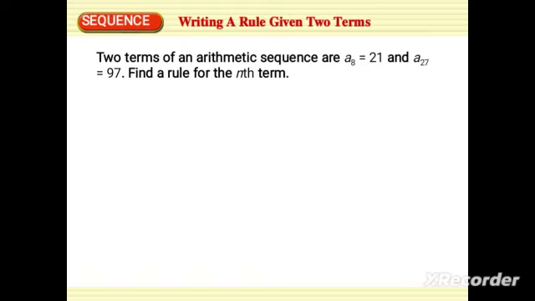Well, let's move to another concept. Writing a rule given 2 terms. We want now to write the nth term when we are given 2 terms. Let's be guided by this question. The 2 terms of an arithmetic sequence are: the 8th term is equal to 21, and the 27th term is equal to 97. So find the rule for the nth term. In other words, just write down the nth term.